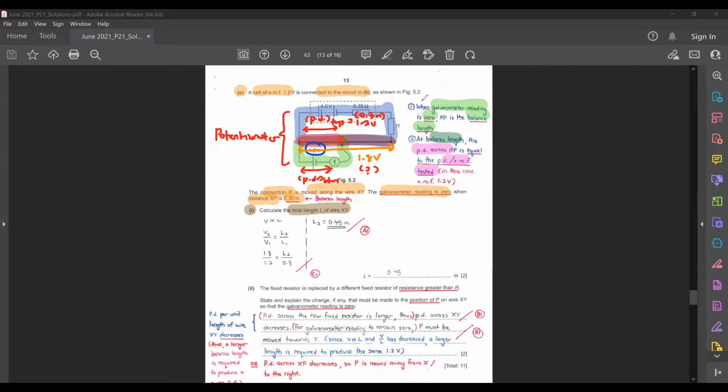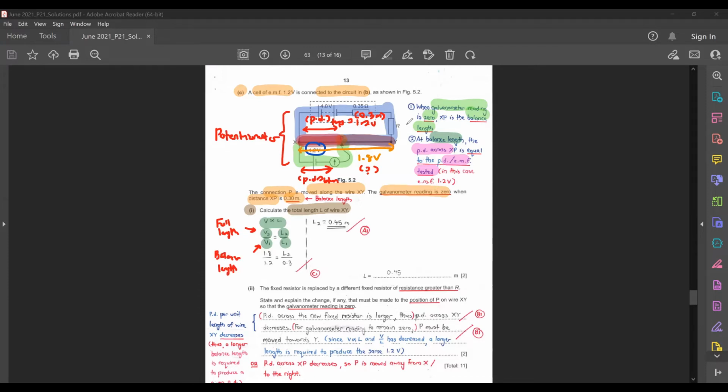So when it comes to a potentiometer, there's always a relation that we would use, which is PD being directly proportional to L, so that V2 to V1 is equal to L2 to L1. So in our case, let's just consider the V2 and L2 being the full length case, and the V1, L1 being the balanced length case.